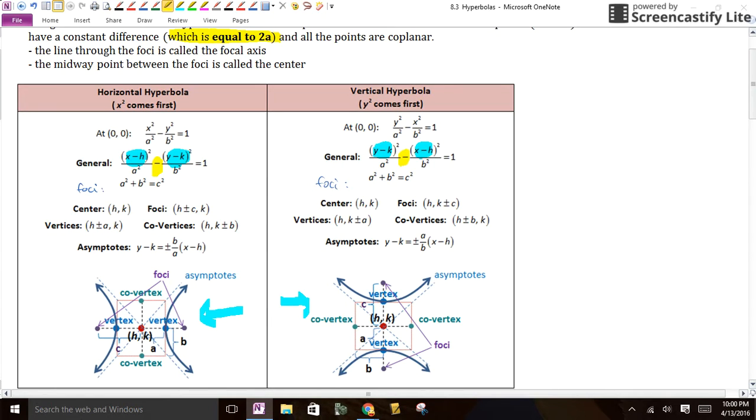I always think of the negative as "not." So when I read it left to right, like the first one here, this is not in the y direction. So don't graph it in the y direction. Make sure you graph it opening in the x direction.